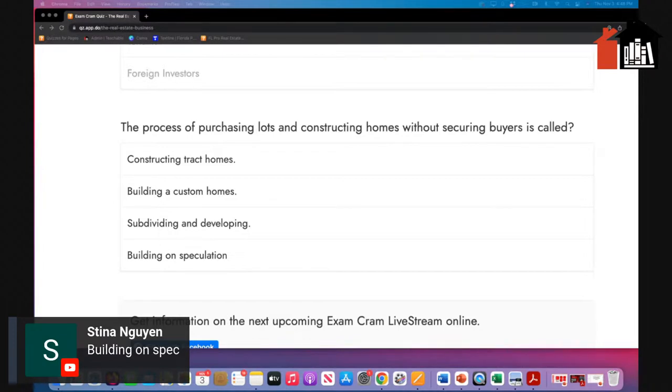Building on speculation. Perfect. The other ones, remember, custom home is going to be build your dream home. Get your builder to do it. Building a tract home is going to be a nice home, could be very nice, but you're very limited and most of the homes look very similar. You have less options, okay?